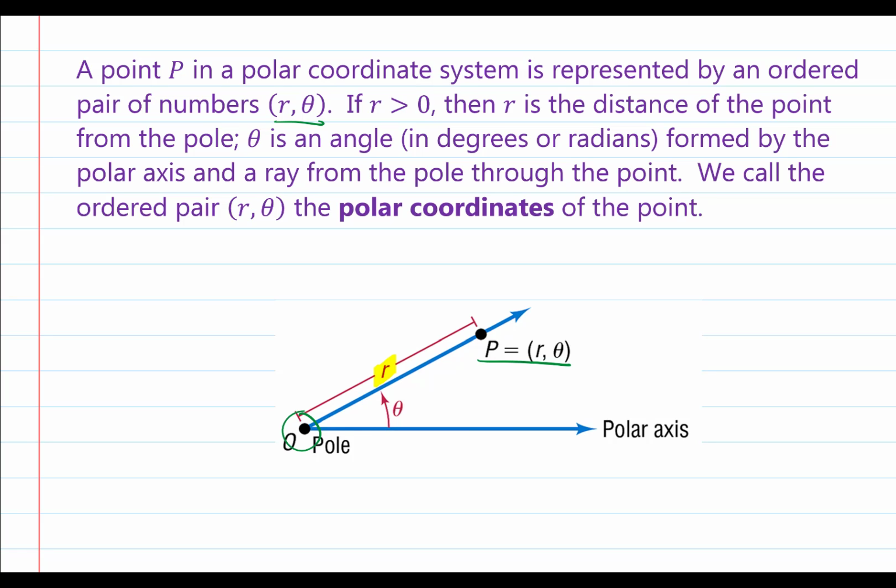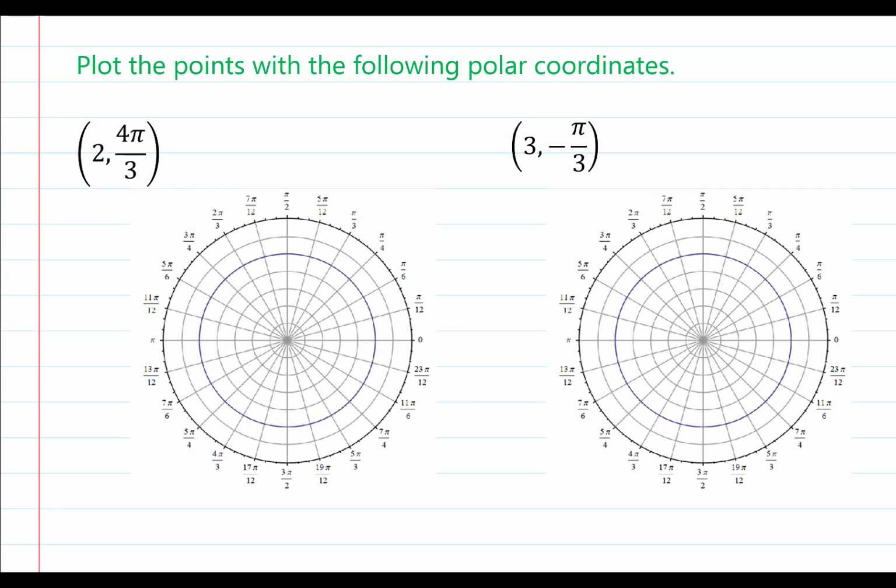So one more time, I just want to make sure that we're all clear. r represents the distance of the point P from the pole, and theta would be the angle with the initial side at the polar axis, the vertex of the angle at the pole, and then the terminal side of the angle would go through the point P. Let's use that information to plot these 2 points on the polar coordinate system.